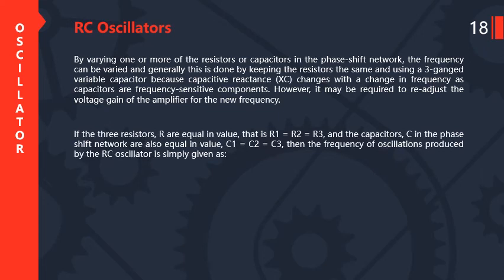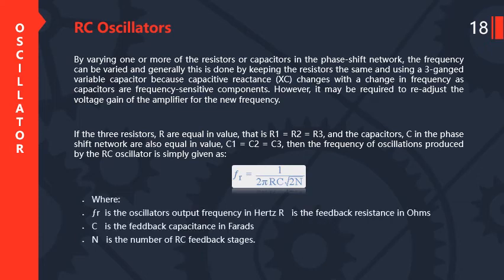If the three resistors are equal in value, that is R1 = R2 = R3 = R, and the capacitors C in the phase shift network are also equal in value, C1 = C2 = C3 = C, then the frequency of oscillation produced by the RC oscillator is simply given as Fr = 1 / (2π RC √(2N)), where Fr is the oscillator output frequency in Hertz, R is the feedback resistance in ohms, C is the feedback capacitance in farads, and N is the number of RC feedback stages.